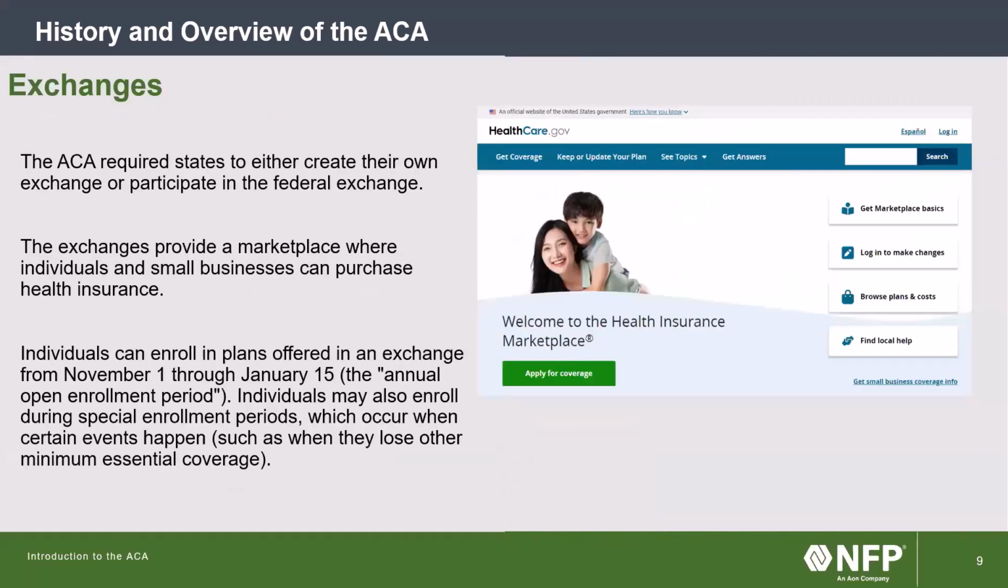Next slide, please. So the ACA does also create those exchanges, and those exchanges provide a marketplace where individuals and small businesses can purchase health insurance. The ACA required states to either create their own exchange or participate in the federal exchange. Individuals can enroll in plans offered in the exchange from November 1st through January 15th, and this is called the annual open enrollment period. Individuals may also enroll during special enrollment periods, which occur when certain events happen, such as when they lose other minimum essential coverage, say through their employers, they lose their job, or similar situations occur. Next slide.